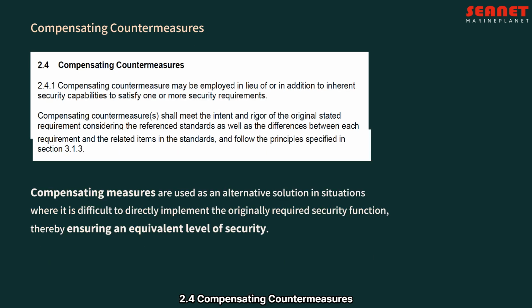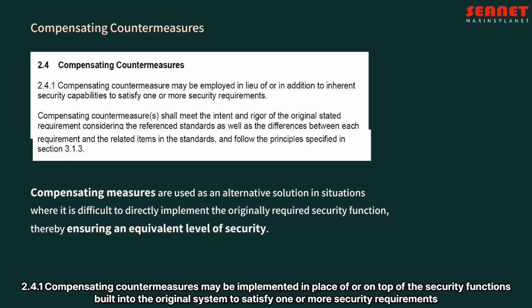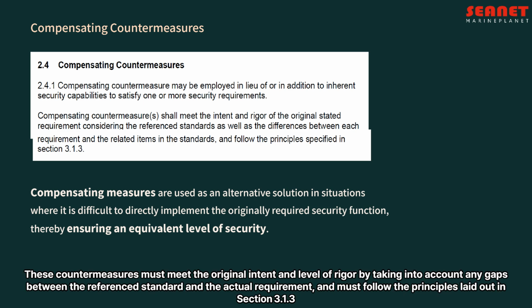2.4 Compensating countermeasures. 2.4.1 Compensating countermeasures may be implemented in place of or on top of the security functions built into the original system to satisfy one or more security requirements. These countermeasures must meet the original intent and level of rigor by taking into account any gaps between the reference standard and the actual requirement, and must follow the principles laid out in Sections 1 through 3.